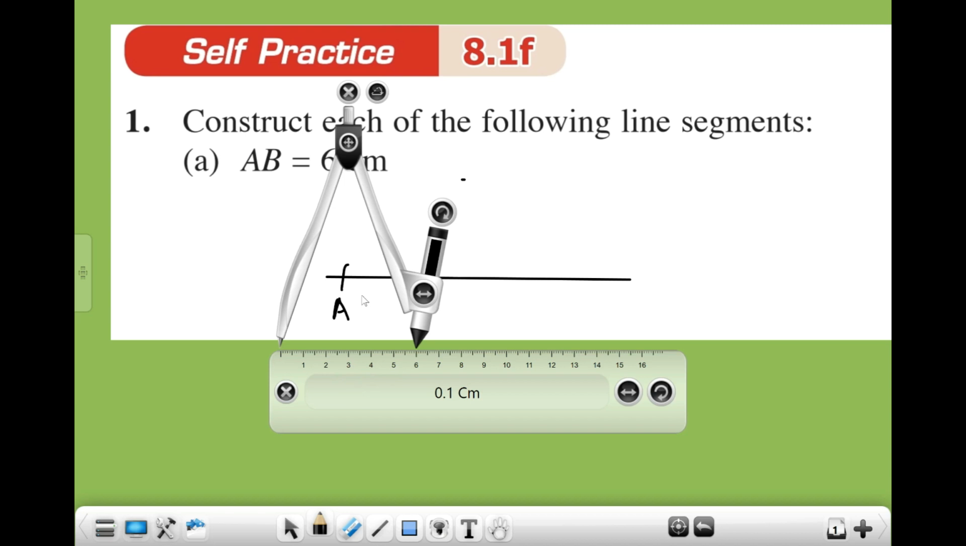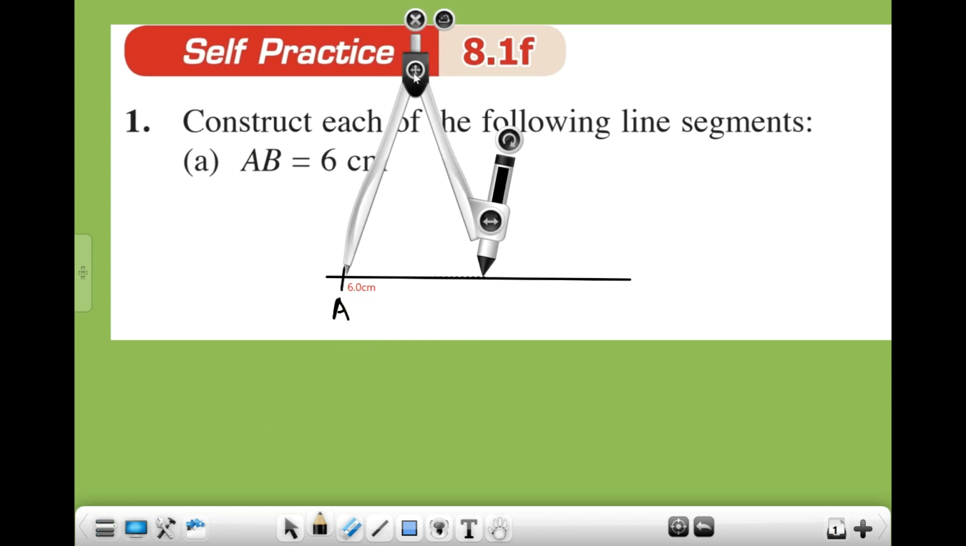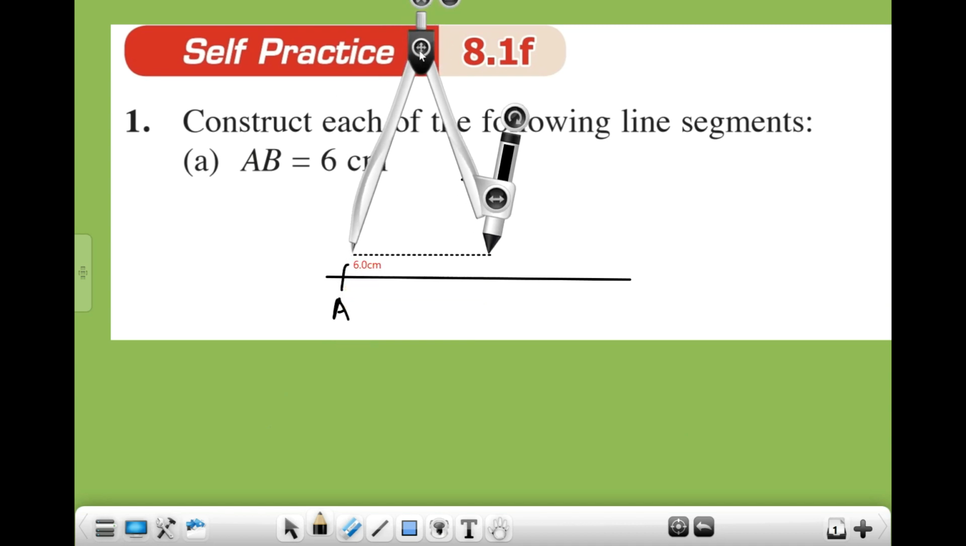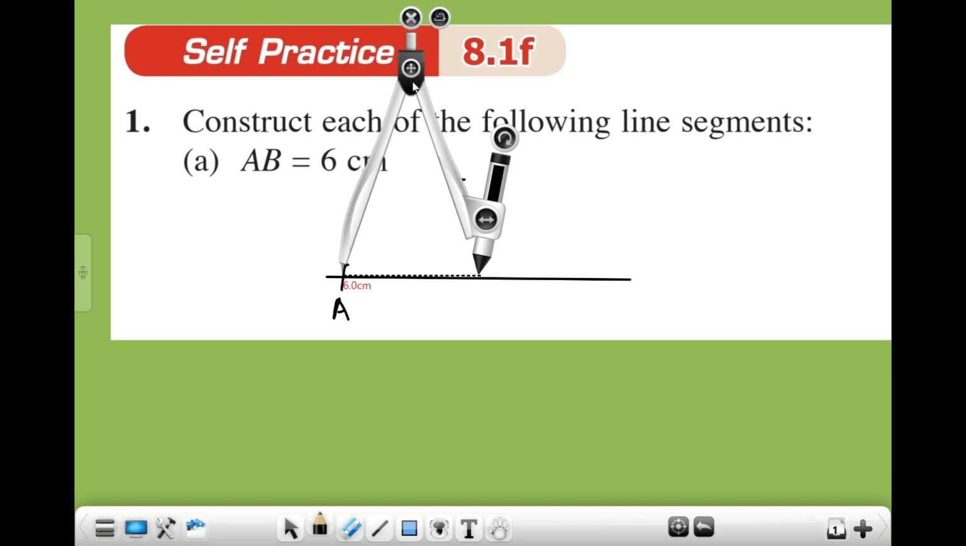Okay, so let's carry on. Now we don't need the ruler anymore. You get the measurement of 6 centimeter already. Put it on top of point A like this. The sharp point must be exactly on top of point A, you don't put it at the side here. So 6 centimeter, and then you draw it. This is how you draw it.